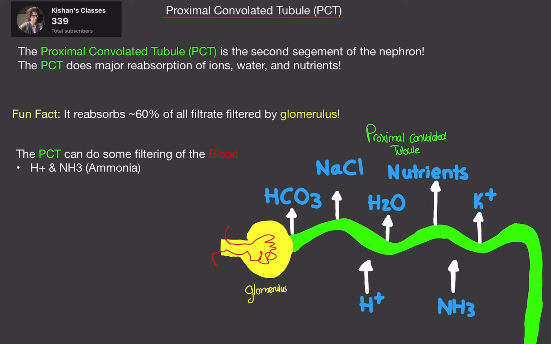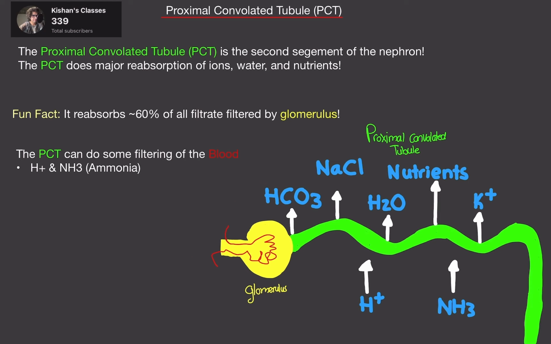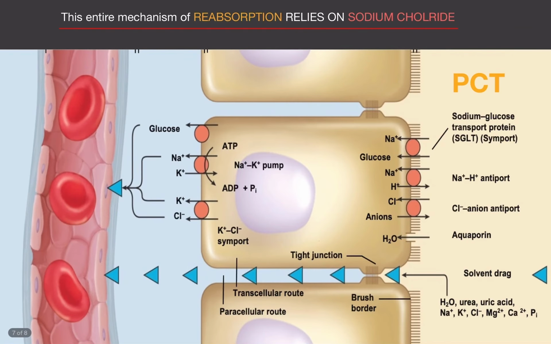So here is basically the kindergarten baby version of the PCT. This is just showing you where the ions and especially water and nutrients are going. This doesn't tell you much. This is not what we care about. But just as an overview, this yellow thing here is the glomerulus, which we went over last video, and the green thing is what we're talking about here, the PCT, or Proximal Convoluted Tubule. So this is just baby stuff. The real stuff is here.